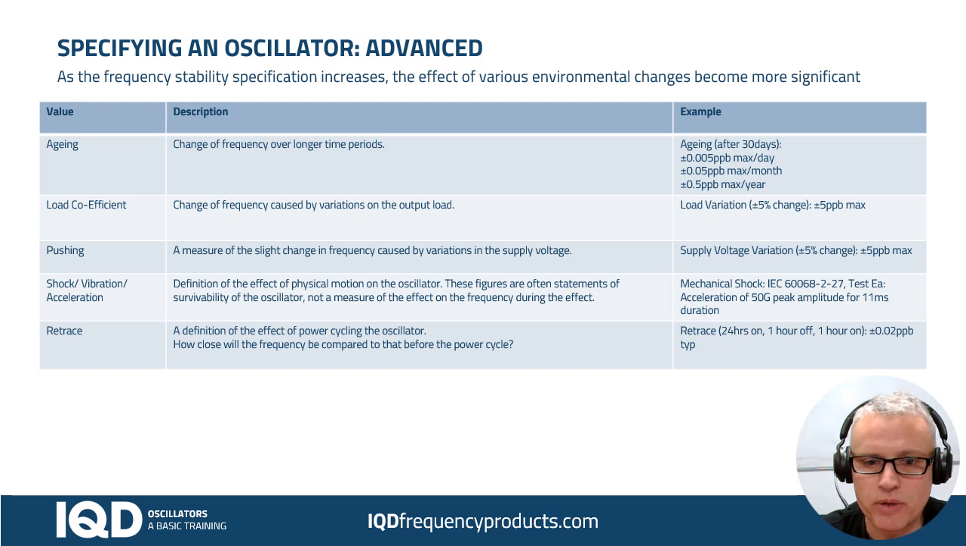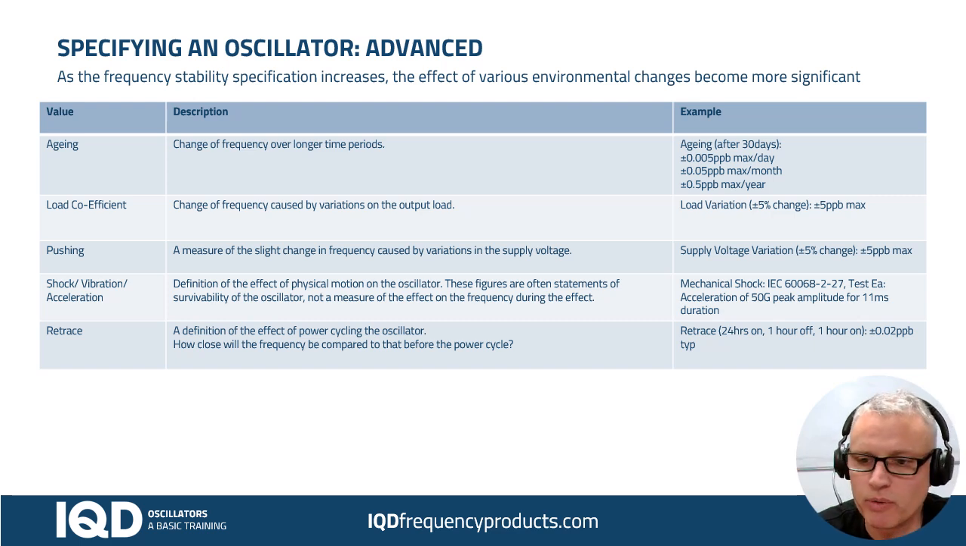Retrace is another one of the more advanced questions we might have. So retrace is a measure of how much the frequency changes when I switch the oscillator off and switch it back on again. Sounds a strange thing, but on an OCXO where the frequencies are parts per billion, it could be that it's just not quite the same, or it takes many, many hours until it's back to where it was.